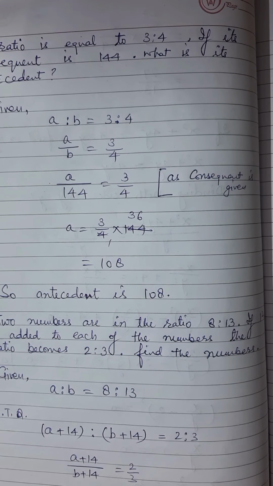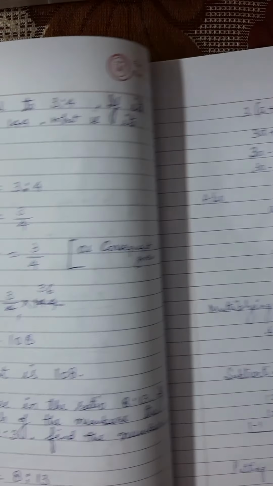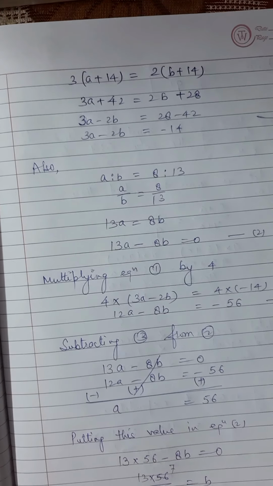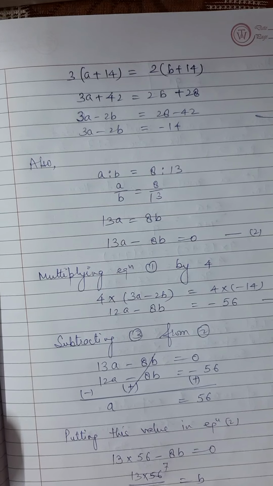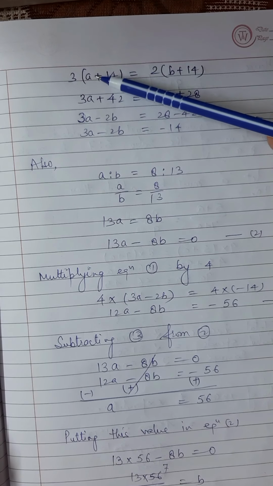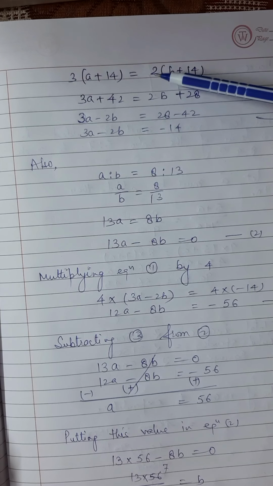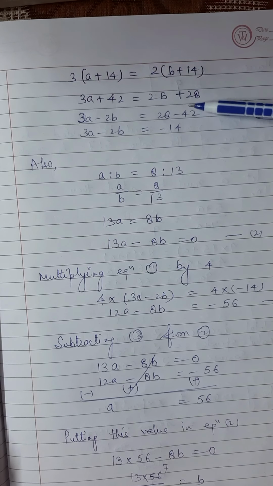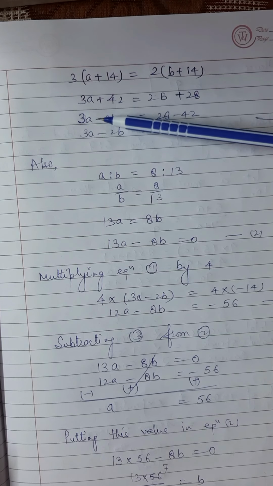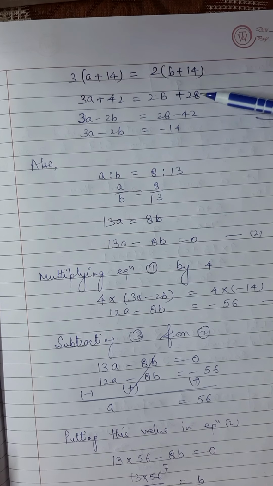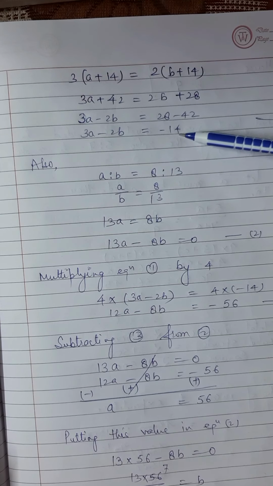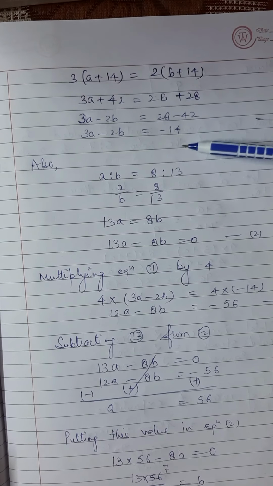Now we have to do the cross multiplication. So it becomes 2 times (A plus 14) is equal to... 3 times (B plus 14) is equal to... so it becomes 3A plus 42 is equal to 2B plus 28. Taking this 2B to the left hand side, it becomes 3A minus 2B is equal to 28 minus 42, or 3A minus 2B is equal to minus 14.